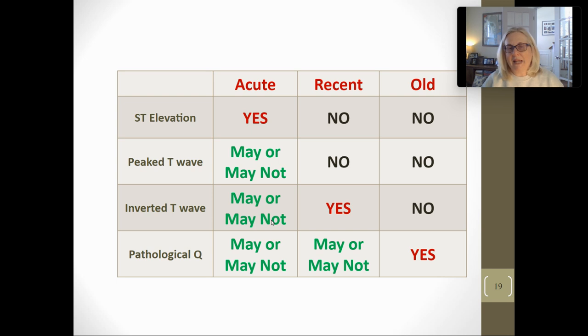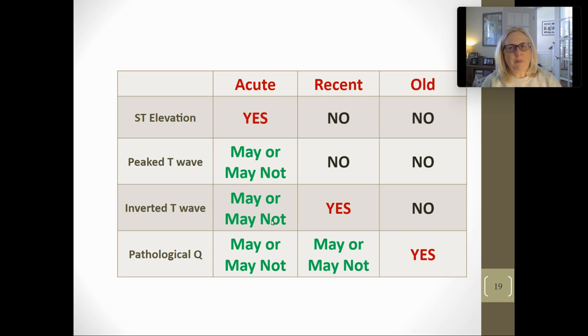So the first one is ST elevation. If you see ST elevation on an EKG, it is definitely an acute MI. They're definitely having a heart attack right now. Okay. ST elevation does not mean a recent MI and it does not mean an old MI. You will only see it in an acute MI, one that's happening right now. Now, a peaked T, you may or may not see it in an acute MI. Sometimes we do, sometimes we don't. It is not indicative of a recent MI and it's not indicative of an old MI.